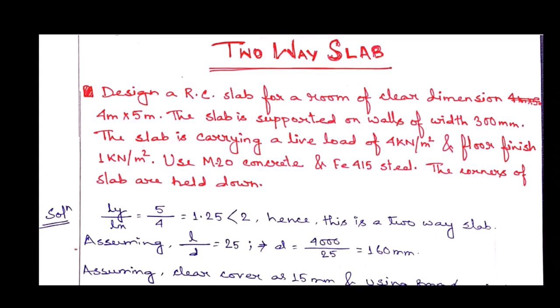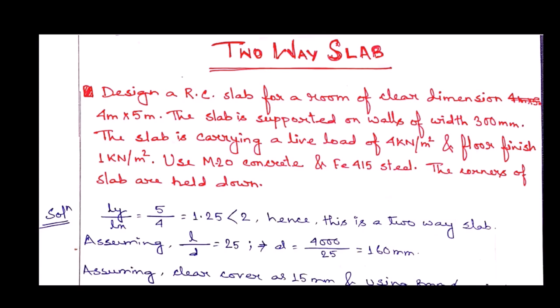As per IS 456:2000 consideration, we know if the ratio of longer span and shorter span is less than 2, then we have to design the slab as two-way slab, as I have discussed in previous video. So in this video I am going to design two-way slab directly. So let's read out the problem first.